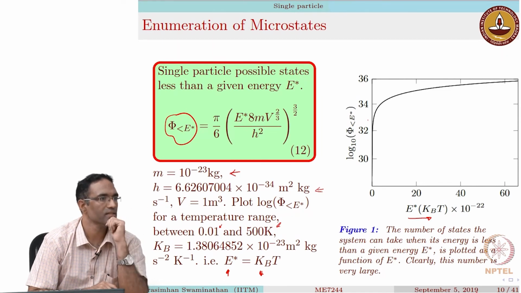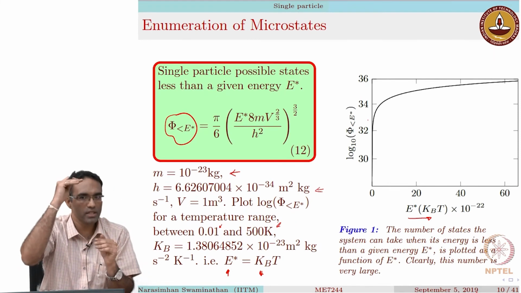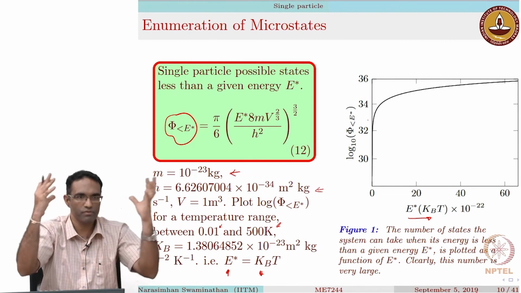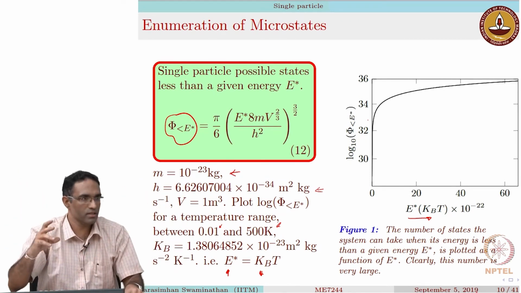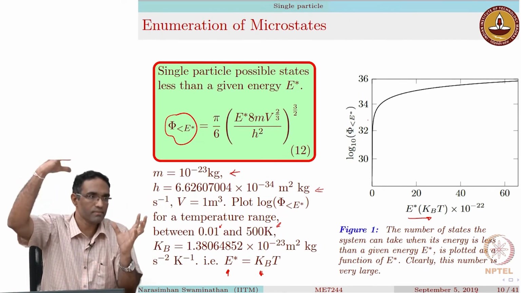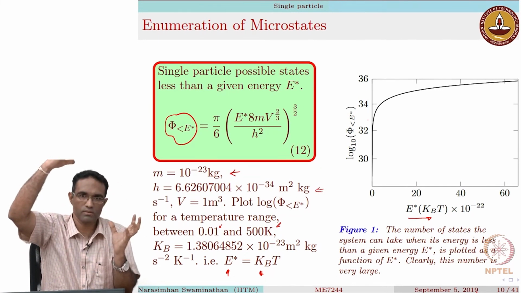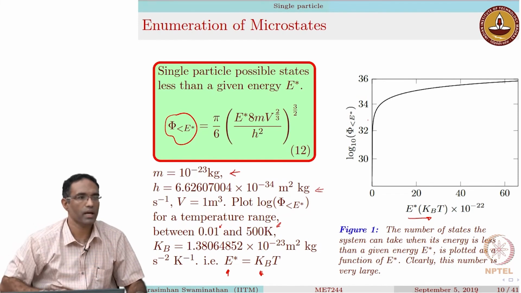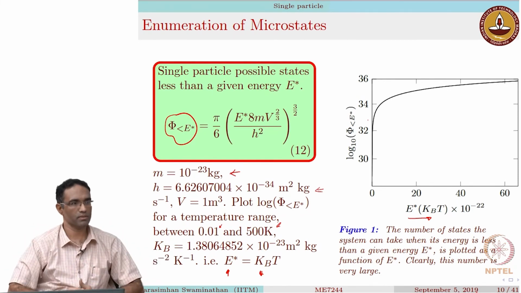Is this clear? If I take a particular energy E star and plot the total number of waves that are existing up to E star, and plot it for various energies, I get this, for some typical mass and temperature range.